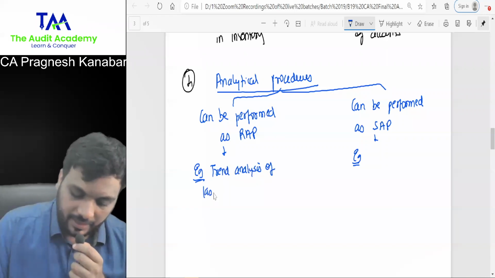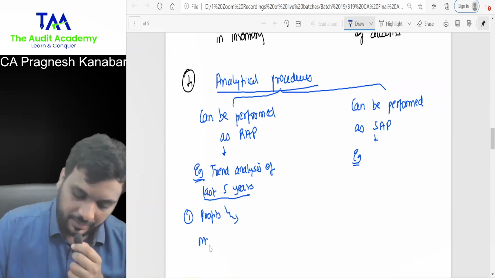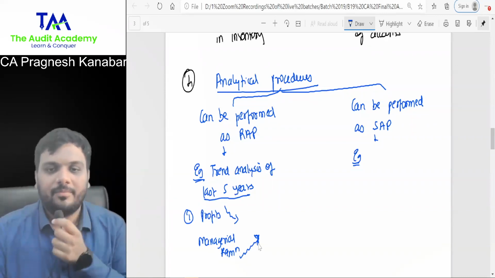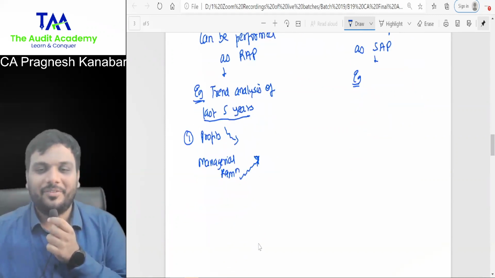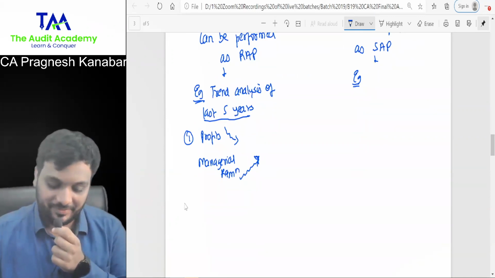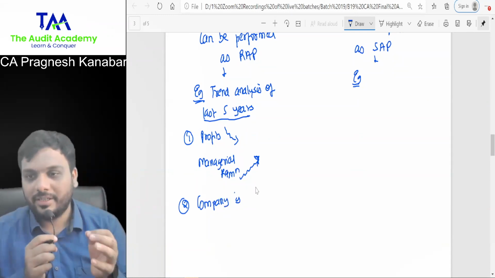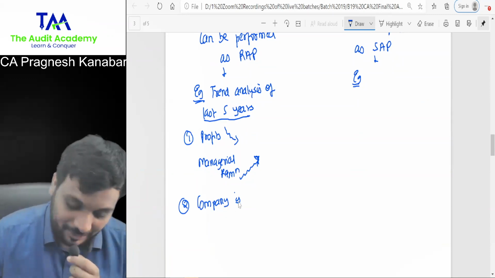Trend analysis of the last 5 years. Profits are declining. Managerial remuneration is increasing. This is a real-life example of the IL&FS company. Big Fours, you can ask your partners, all right? Profits are declining, managerial remuneration is increasing. The only person who is hardworking in the Big Four is the article. Everyone else is just managing relationships with the client.